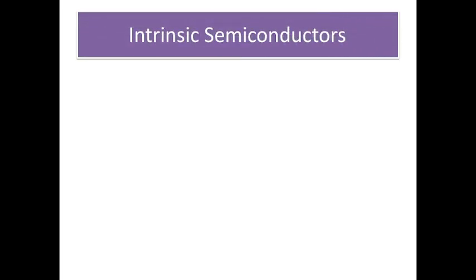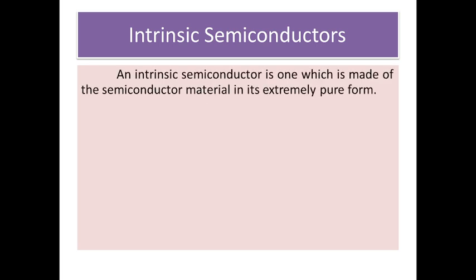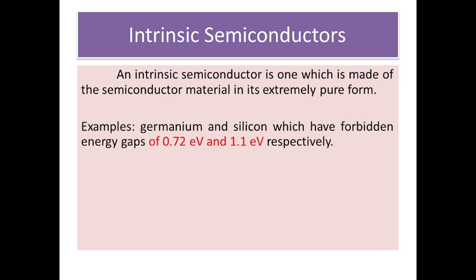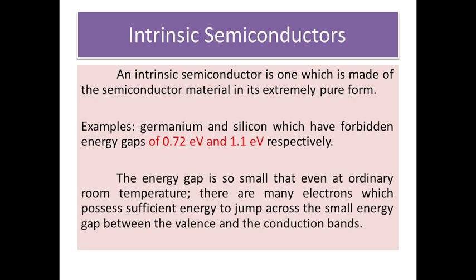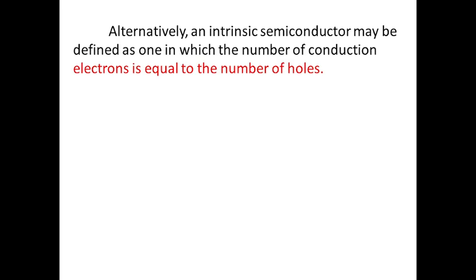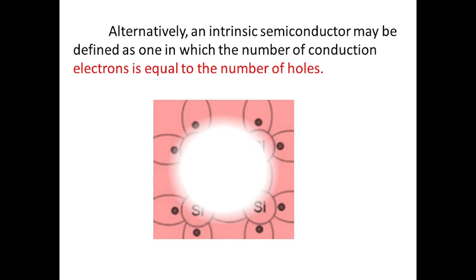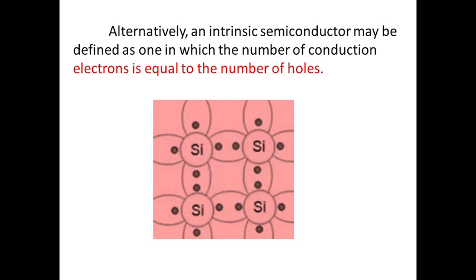Intrinsic semiconductors, as the name indicates, are made of semiconductor material in an extremely pure form. The purest form of semiconducting materials is known as intrinsic semiconductors. Silicon and germanium have forbidden energy gaps of about 1.1 and 0.72 electron volts respectively. The energy gap is so small that even at ordinary room temperature there are many electrons which possess sufficient energy to jump across the small energy gap between the valence band and conduction band. Alternatively, an intrinsic semiconductor may be defined as one in which the number of conduction electrons is equal to the number of holes.